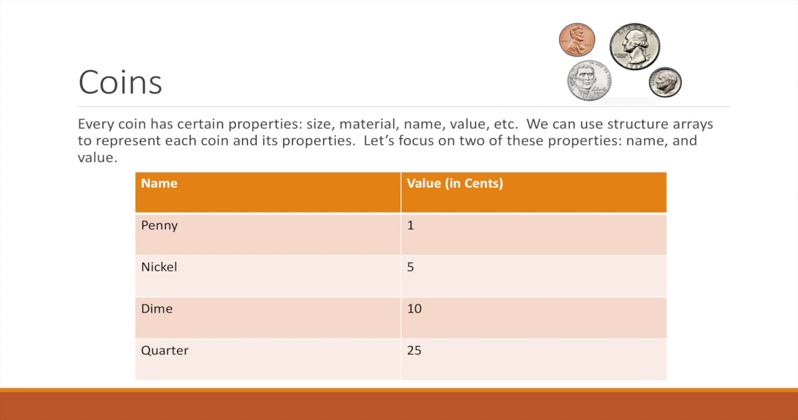We know that every coin has certain properties: size, material, value, name, person on it, etc. So if we wanted to represent a coin in MATLAB, we can use a structure to store information about the coin. Let's keep things simple and just store the name and the value of each coin. In this table, I have the name and the value of 4 different coins that we're going to represent in MATLAB. Let's write a program in MATLAB that creates a structure to represent any given coin.